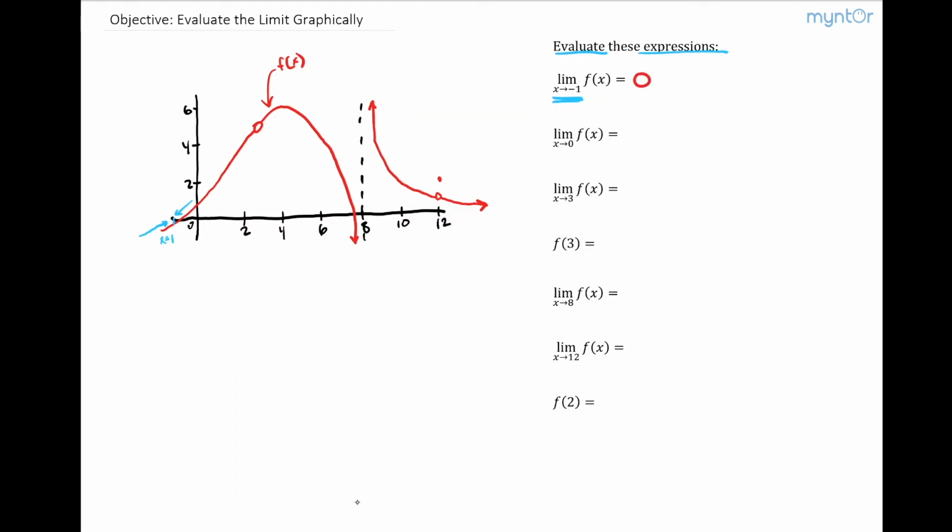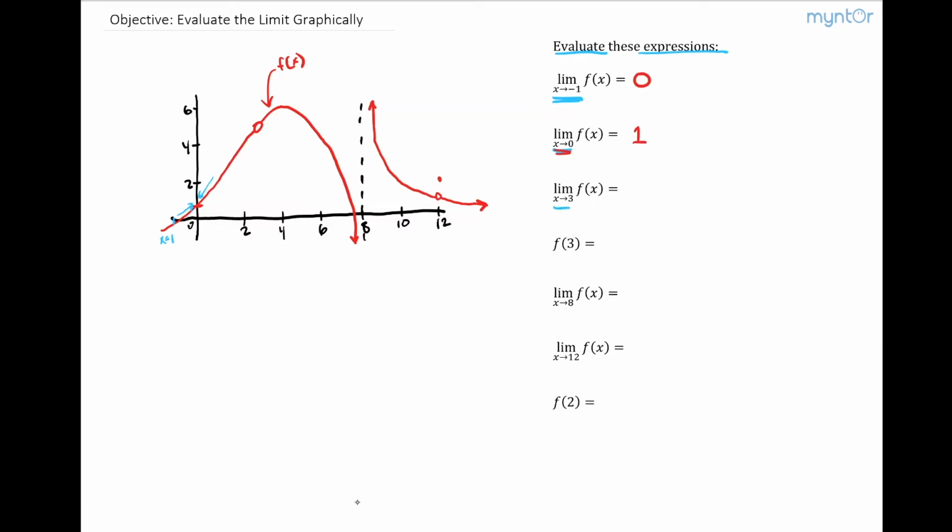Let's go into the next one, and I'll erase a couple of lines here to make it a little bit more clear. How about the limit as x approaches 0 of our function f of x? Well, again, as we approach x equals 0 from the left, and as we approach x equals 0 from the right, it looks like the value of our function is approaching 1. And so we would say that the limit as x approaches 0 of our function f of x is 1. How about the next one?